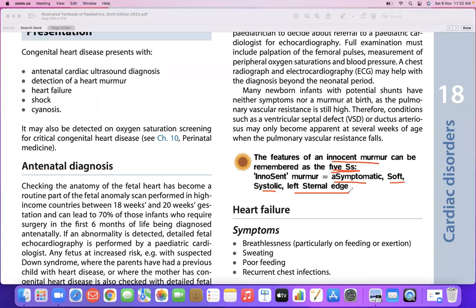You can see the Still's murmur, and also he's telling left sternal edge because you may have an innocent murmur in the pulmonary area, that is the pulmonary flow murmur, which you see in the left second intercostal space, and the Still's murmur is best heard at the left lower sternal edge. So this is the reason he's telling left sternal edge. Other than the venous hum, these two common murmurs both occur at the left sternal edge. This is the reason he is telling. So asymptomatic, soft, systolic, left sternal edge.